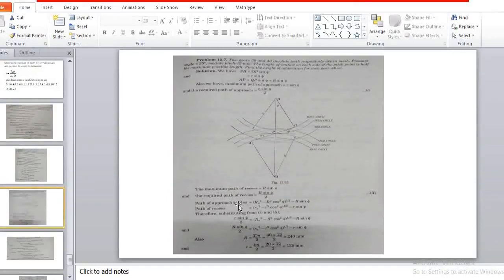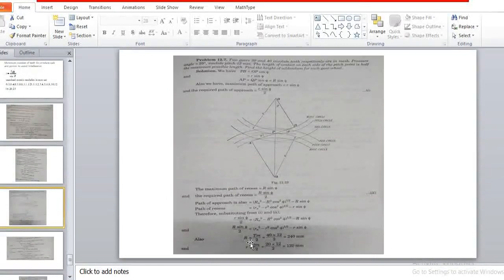Now the path of approach is equal to r sin phi by 2, and the path of recess is equal to capital R sin phi by 2. So put these values here. On the left-hand side, change this to small r sin phi by 2, and on the other left-hand side, change this to capital R sin phi by 2. After simplification of these two equations, we will get the quantities asked.